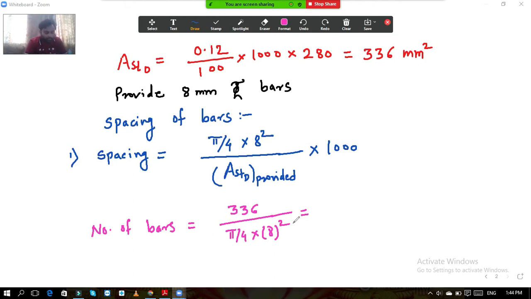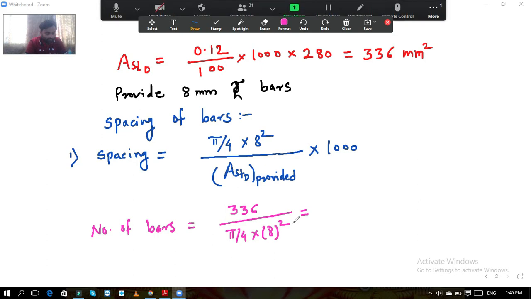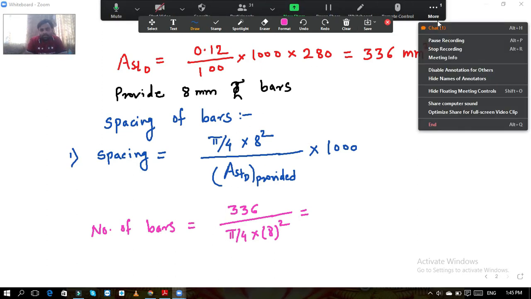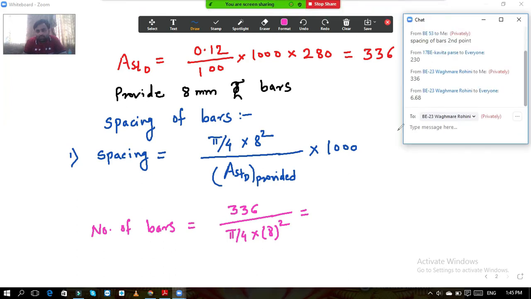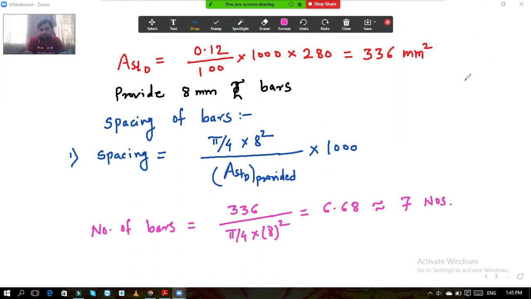336 divided by area of single bar. What is the answer? It is 6.68. Okay, so the answer is 6.68. So we will round up this to 7 numbers. Okay, so 7 bars are required.